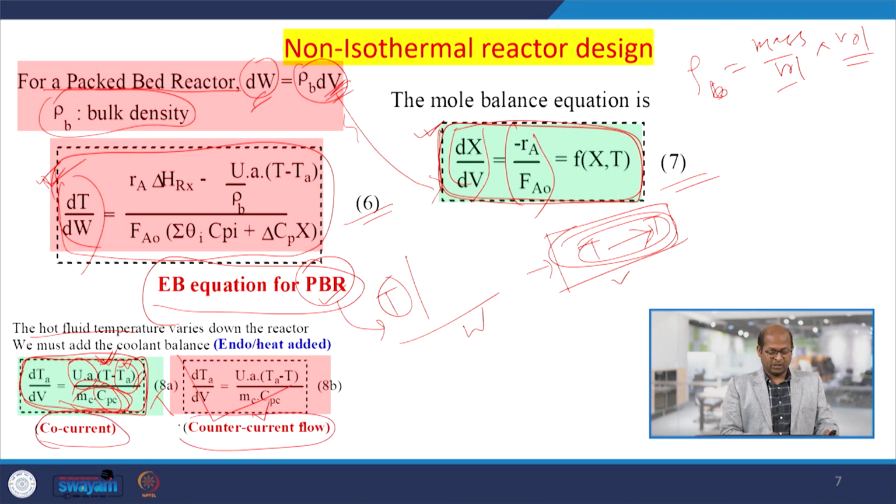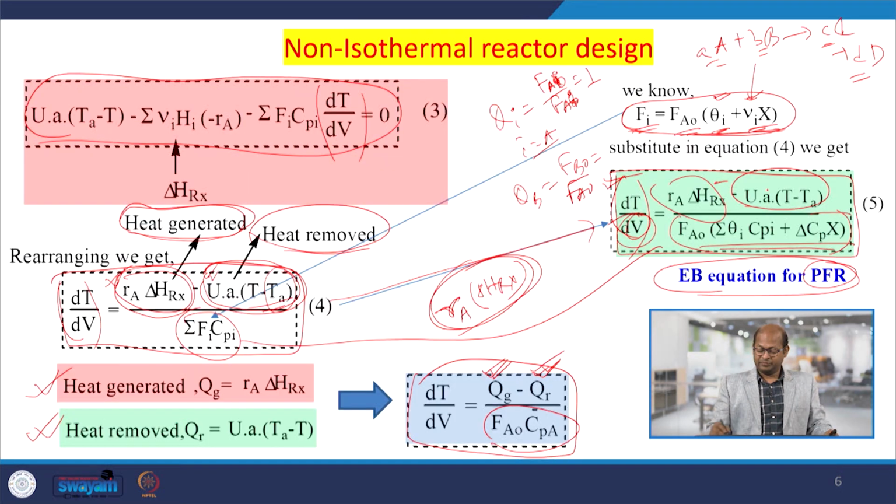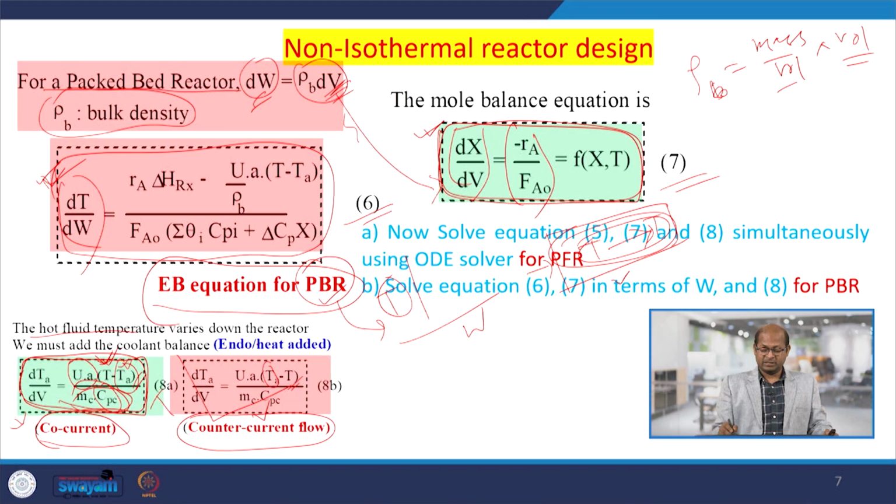This equation is for co-current and this equation for counter current. Both are the same, but here it is Ta minus T and here co-current T minus Ta. So now we have equations 5, 7 and 8. Equation 5 is the energy balance equation for plug flow reactors. Next, equation 7 is the mole balance equation. So the mole balance equation, the energy balance equation for the reacting system, and equation 8A or 8B, either one, depending upon whether it is co-current or counter current.